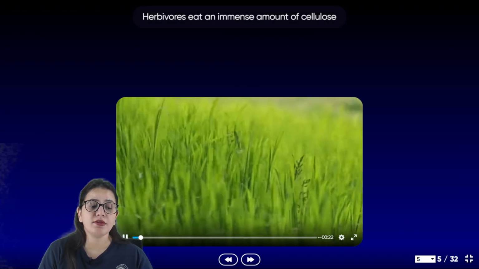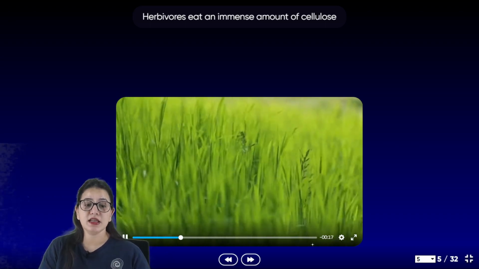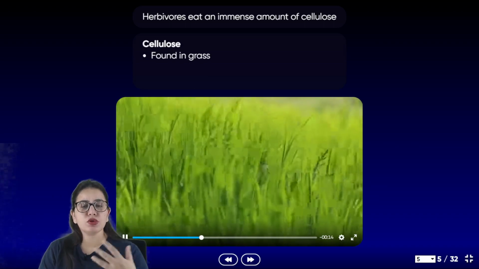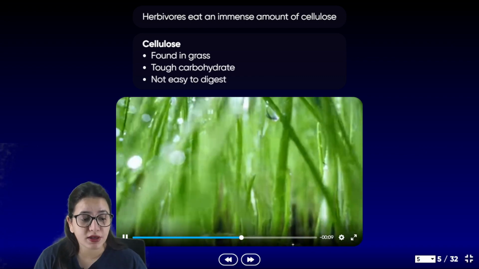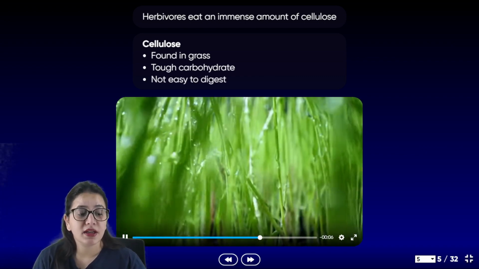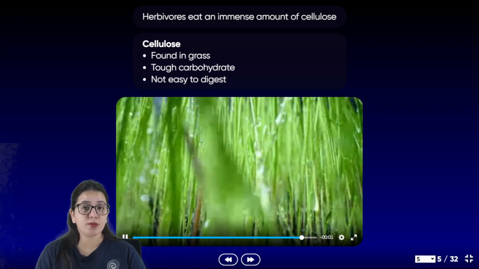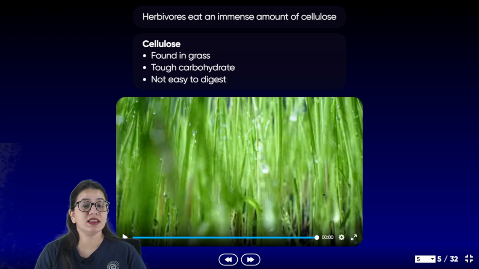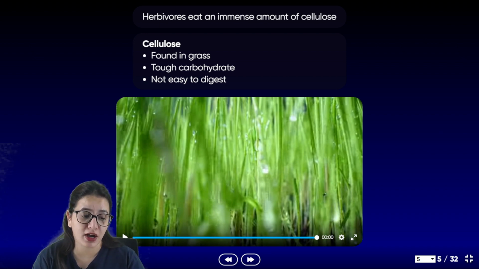Moving forward, next we have: herbivores have an immense amount of cellulose in their diet, because grasses are plants, of course, and the plant cell wall is made up of cellulose. Cellulose is found in grass. It is a very tough carbohydrate and not easy to digest, and that is the reason herbivores have a different kind of digestive system, so that they can facilitate the digestion of cellulose.